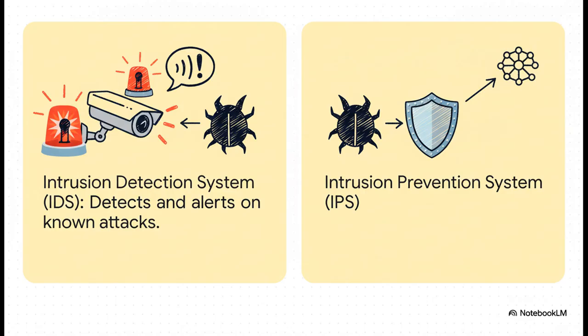Now, besides the firewall, you'll often hear about an IDS or an IPS. An intrusion detection system is like a security camera. It watches the traffic, and if it sees a known attack, it raises an alarm. An intrusion prevention system, on the other hand, takes it one crucial step further. It doesn't just sound the alarm, it actively steps in and blocks the attack before it can do any damage. That focus on prevention is exactly why an IPS is pretty much standard in any enterprise network these days.